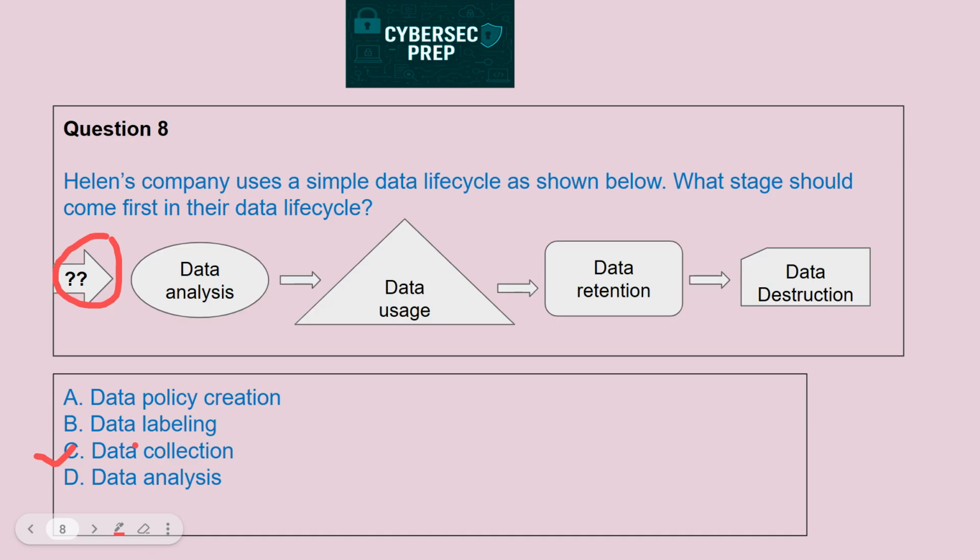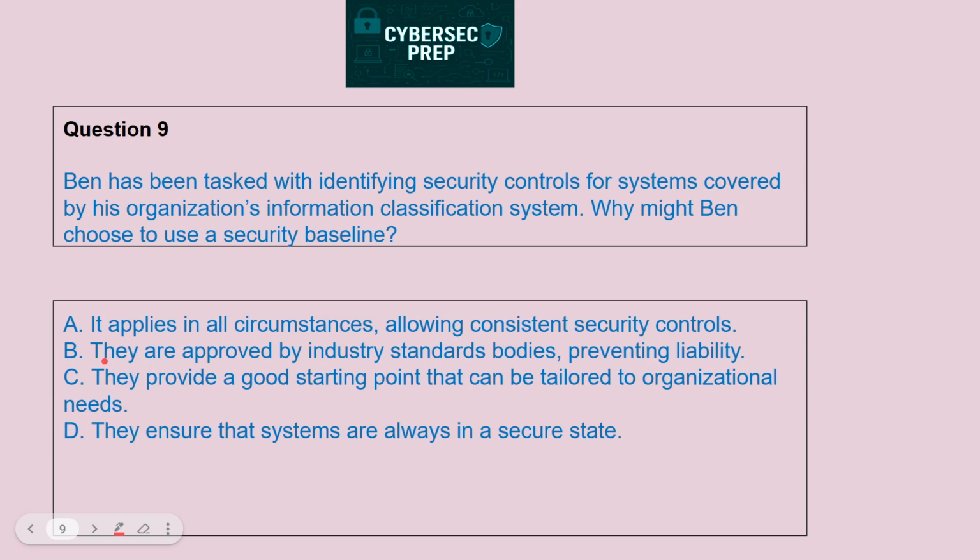Now let's move on to the next question. Ben has been tasked with identifying security controls for systems covered by his organization's information classification system. Why might Ben choose to use a security baseline? Now, what is a security baseline? Security baselines provide you the starting point to scope and tailor security controls as per your organization's needs. They are not always appropriate to specific organization needs. They cannot ensure that systems are always in a secure state and they do not prevent liability. So, considering all these points, the best option and correct response to this question is C. They provide a good starting point that can be tailored to organization needs.